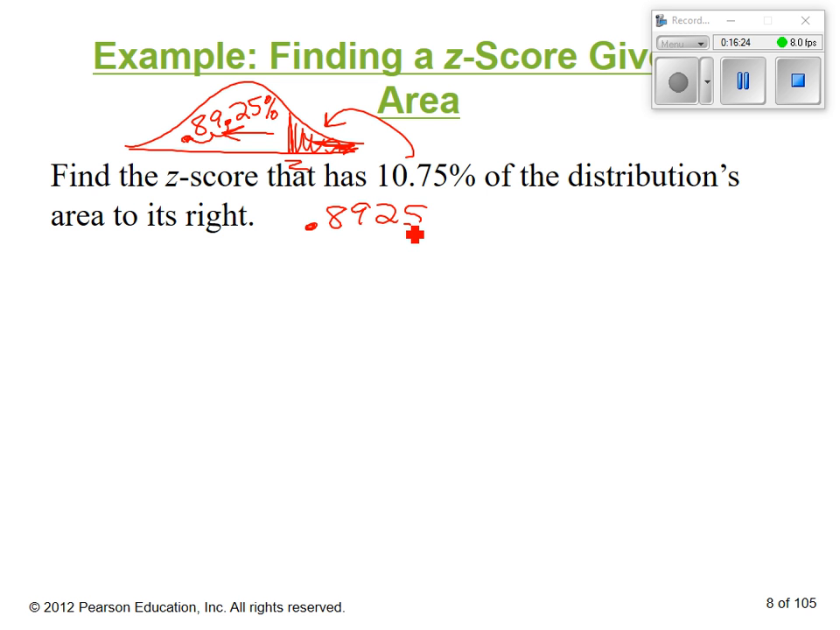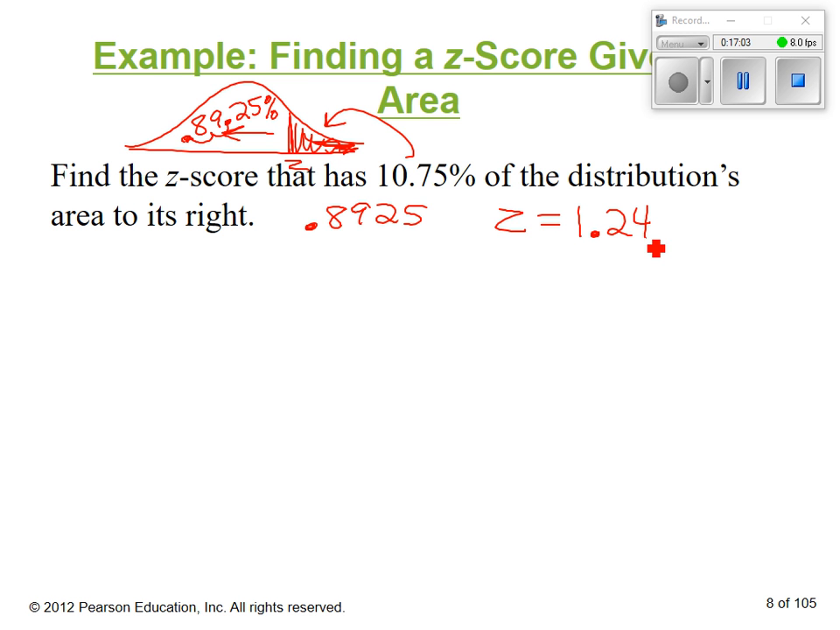Should it be on the positive side or the negative side? Positive. So it should be on the positive side, because we're looking for this Z-score right here, which should be on the positive side. 8925, right here. Found it? 0.04 and 1.2. So just the 4 goes on there at the end, right? Because the 0.04, the 0 is in the 2 spot. Well, we already got a 2 there.